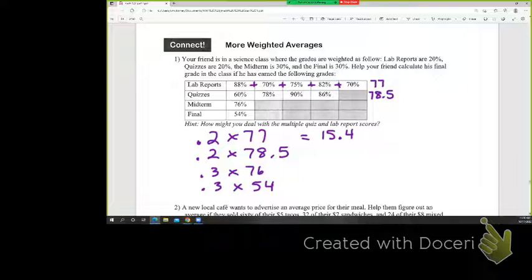Then it's 30% of the midterm. That's where the grade comes from. And 30% for the final. Which we can probably all look and see that 54 on the final is not very good. No bueno. Not good at all.